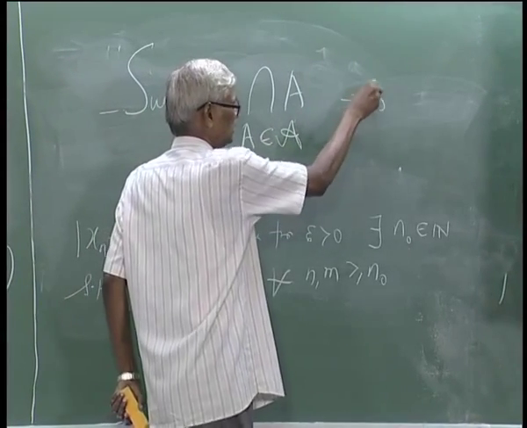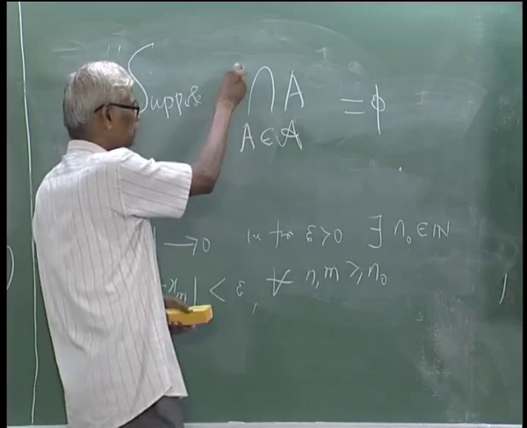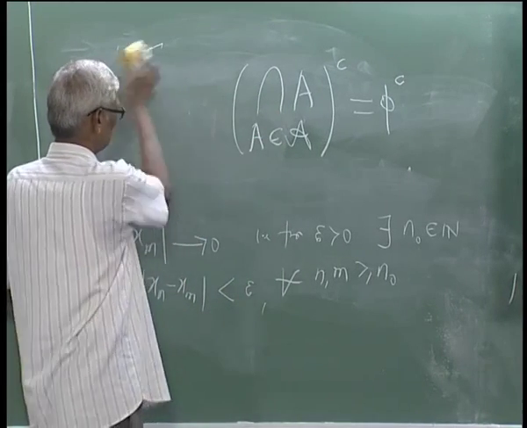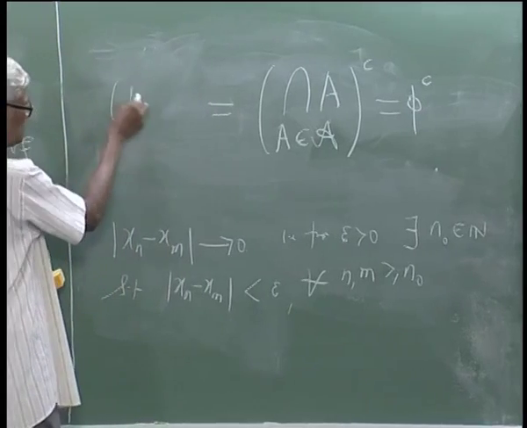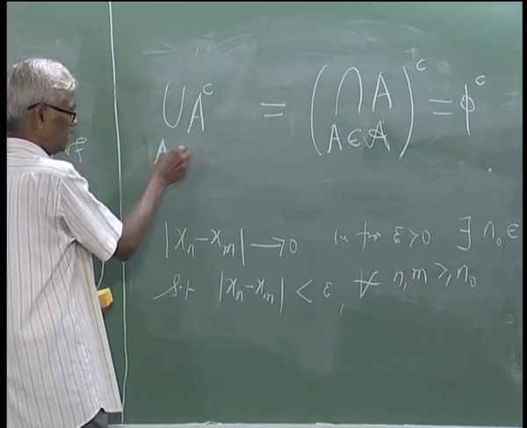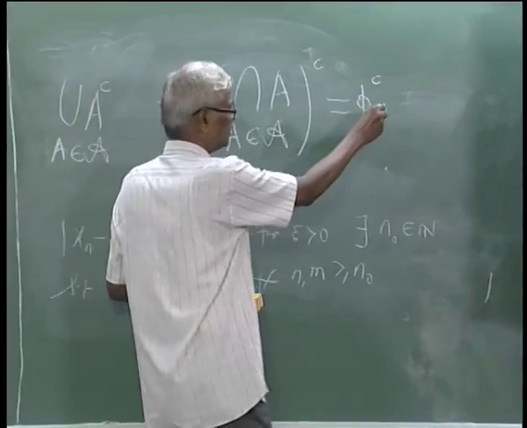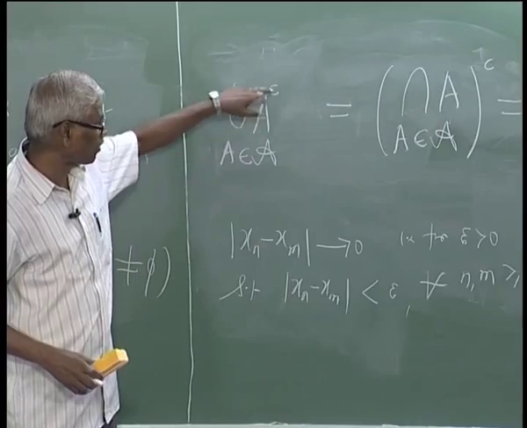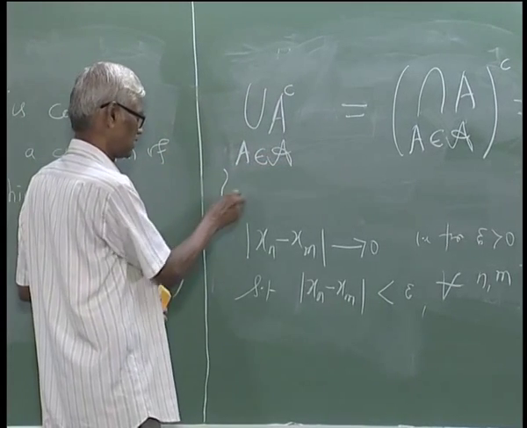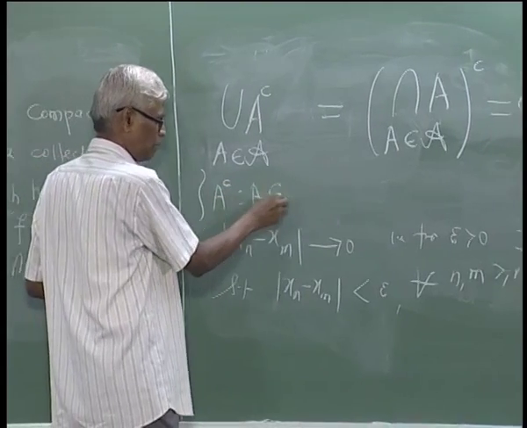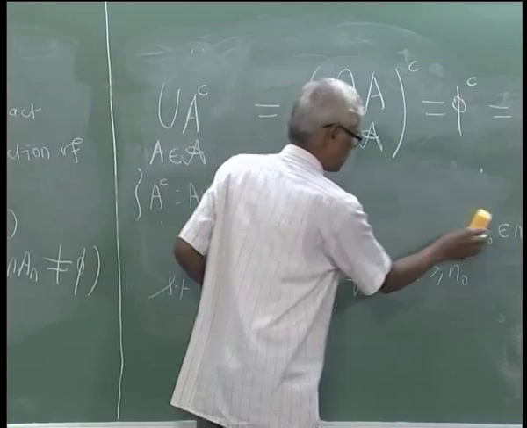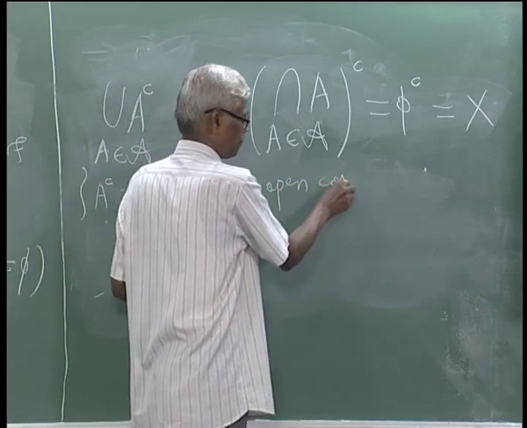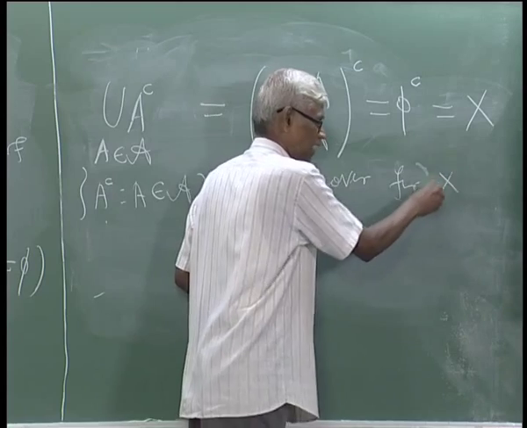Suppose this is empty, then take complement on both sides. This will imply, by De Morgan's law, the union of A complement, A from script A, equals the complement of the empty set, which is the whole space. That means this collection, the set of all A complement with A belongs to script A, is an open cover for capital X.